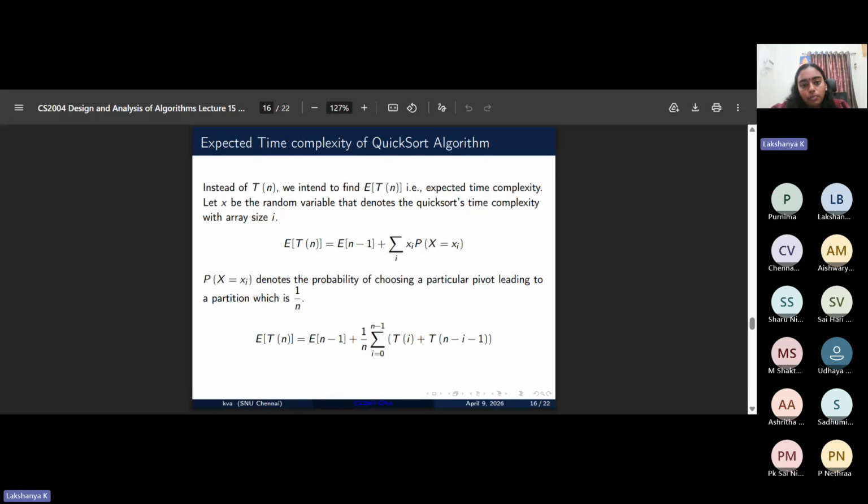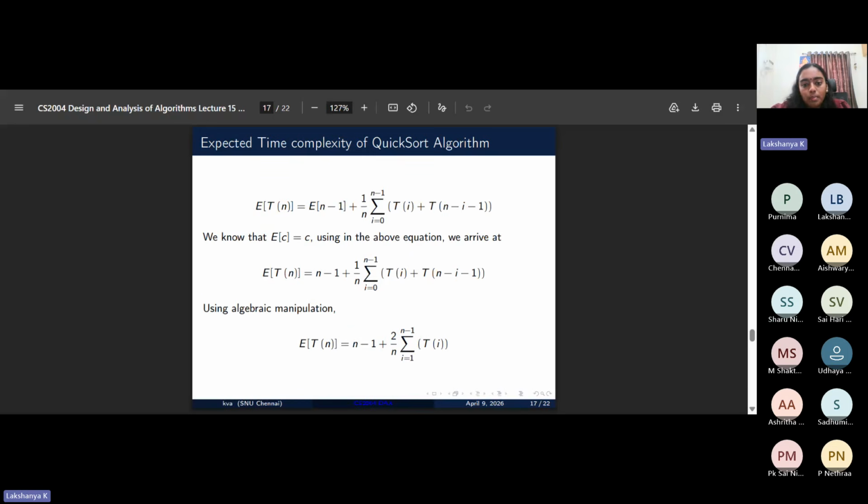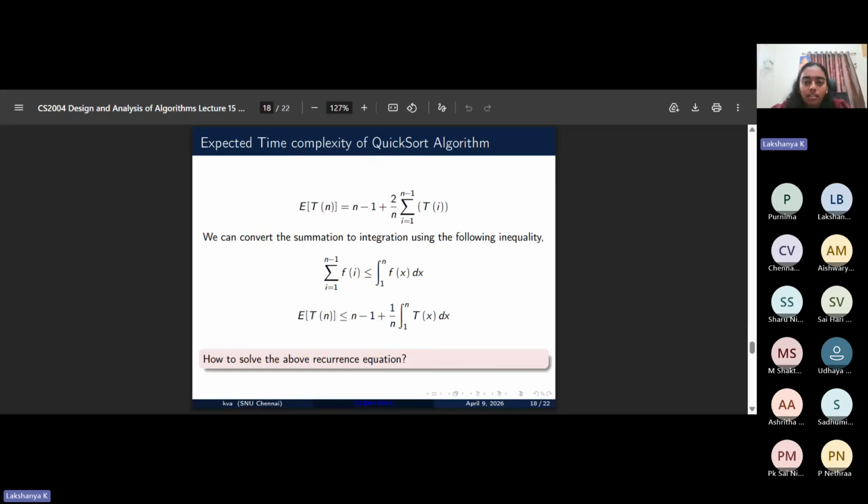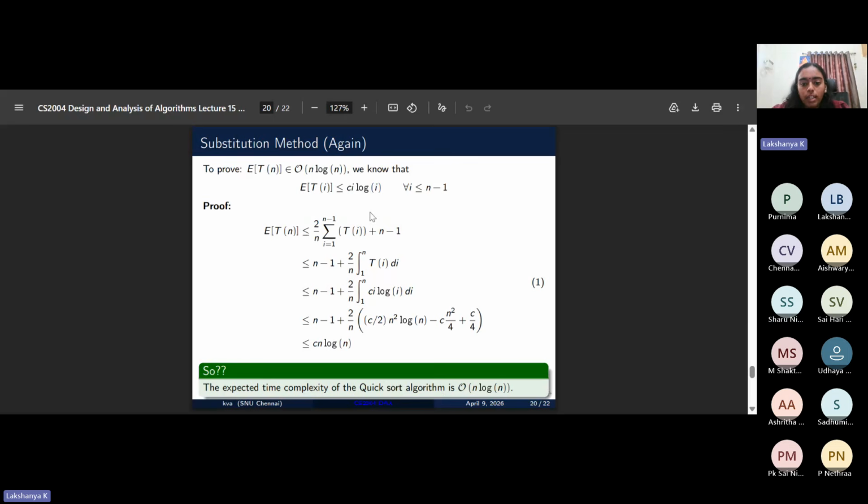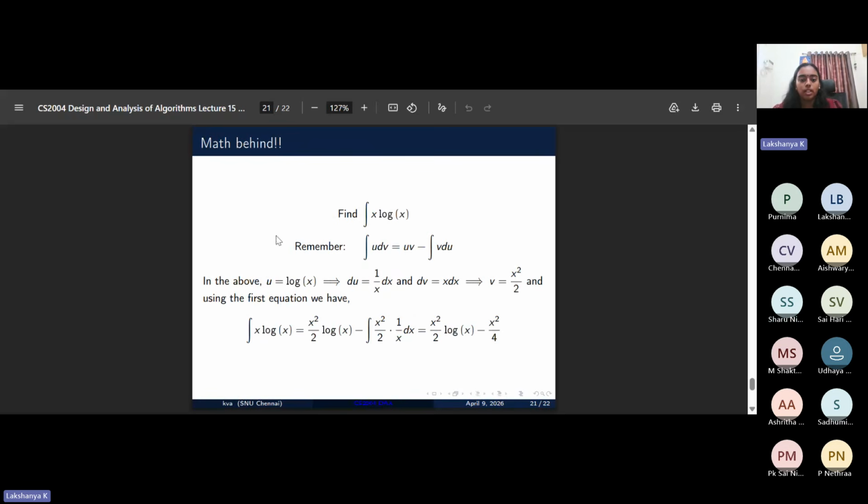Yes, okay, hopefully. After this it is just math, algebraic manipulation, so I'm not going to explain the math. You can go through it, and if you have doubts, please feel free to get back to me. In the summation, we approximate it to an integration, and then you do the integration. Finally, you will get order of n log n. So the expected time complexity of quicksort is n log n. If you want the integral math, it is also here.